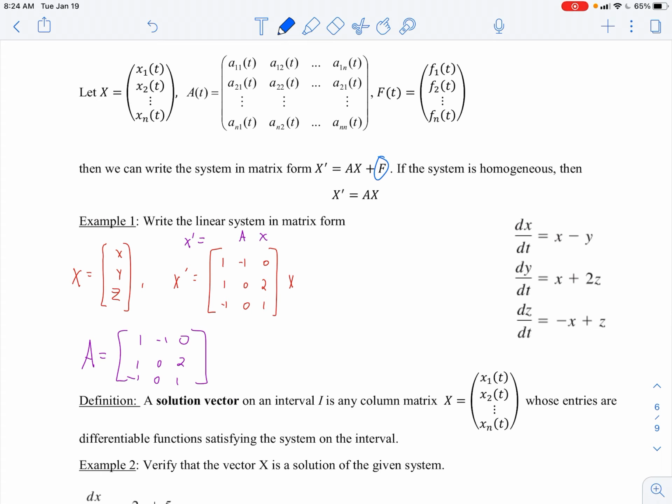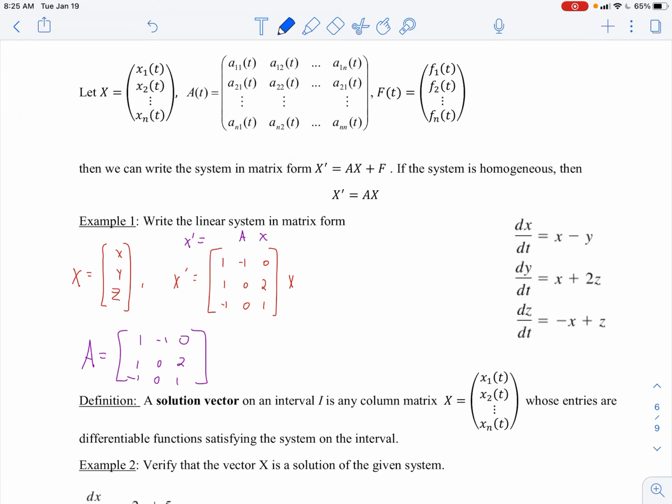So we're going to write the linear system in matrix form. Here we have what we want to write in matrix form. Notice there are no functions of t, there are no constants, so it's homogeneous. Now, we first want to denote our dependent variables. We have x, we have y, we have z. So we're going to make a matrix of x, y, and z. The next thing we want to do is find our coefficient matrix.